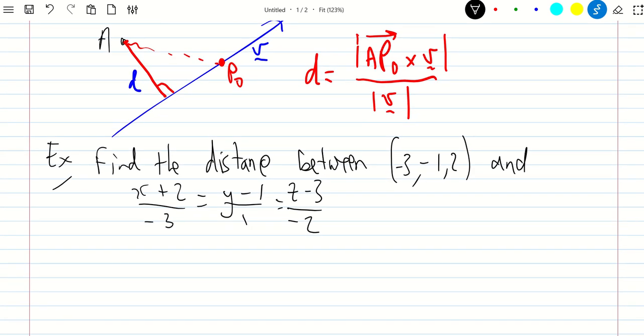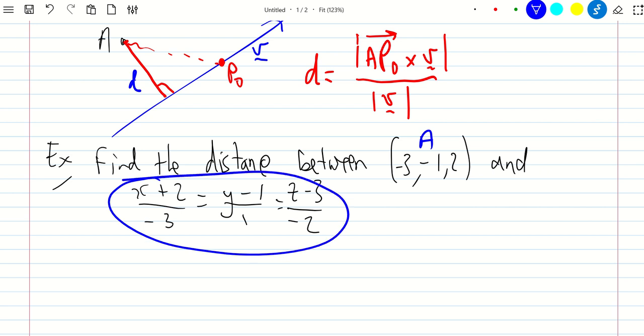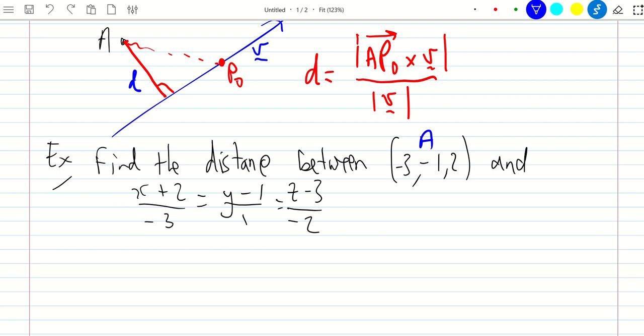So I'll push up a little bit. And here we go. That is my point A, so we can find the position vector of that. And this is the equation of my line, so we can get the direction vector from that. Let's do that first. But we also need a P0. We haven't been given a point on the line, but we can find a point on the line.